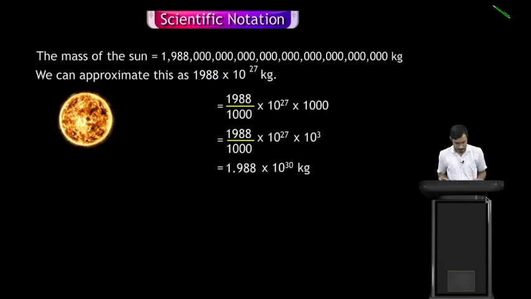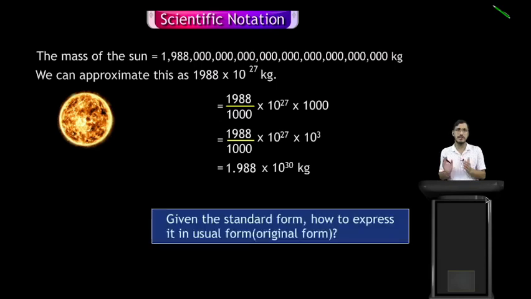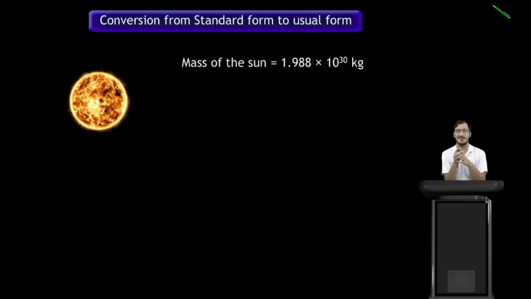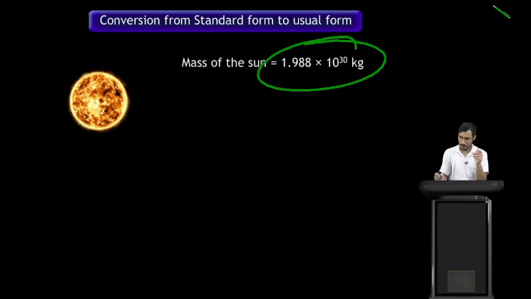So given the standard form, how to express it in usual form, original form? Can you do this? Okay, let's try. Conversion from standard form to usual form. Now here you can see we have a number in scientific notation or exponential form. So how can we convert it to usual form?